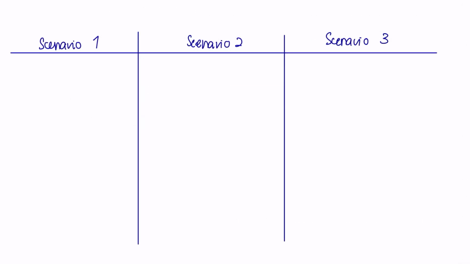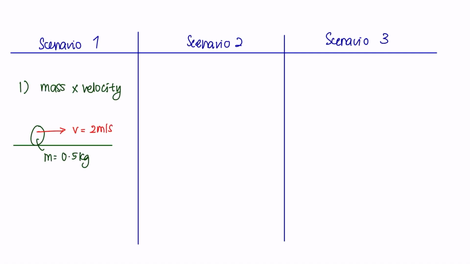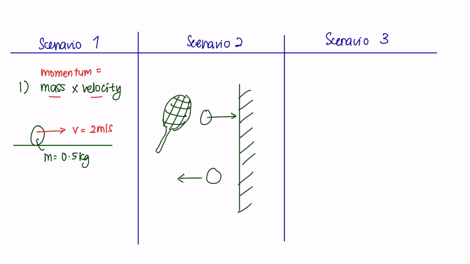Okay, when you are given questions on momentum, there could be three different scenarios. The first scenario is pretty simple. You are given a moving object, with mass and velocity provided, and you are asked to calculate the momentum. All you have to do is substitute your mass and velocity, and you will get the momentum. The second scenario is when you have the momentum of one object before collision and after collision.